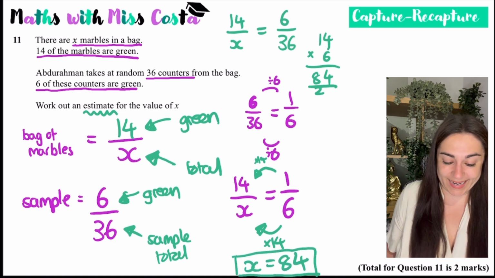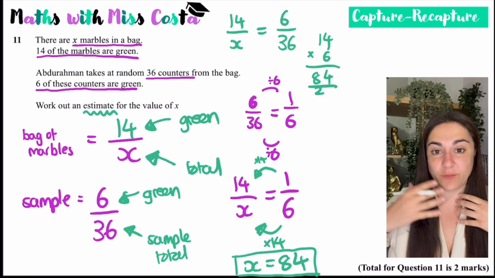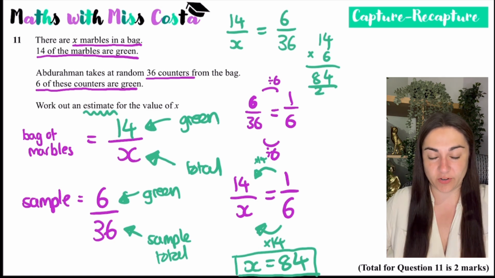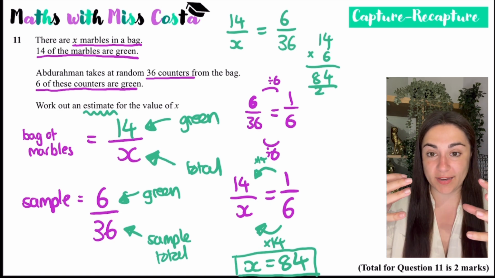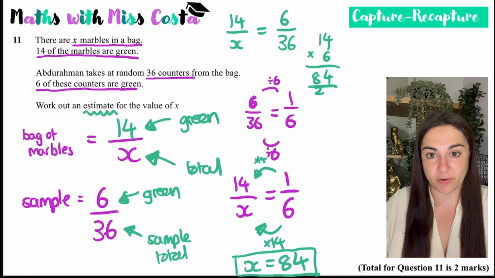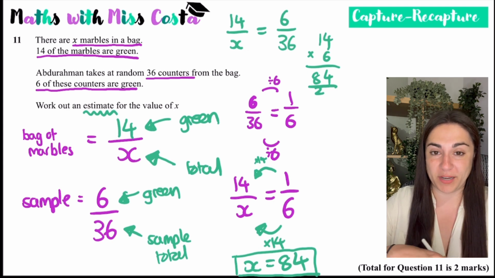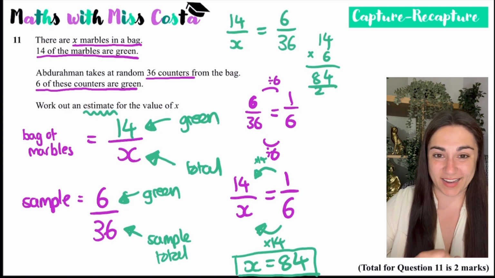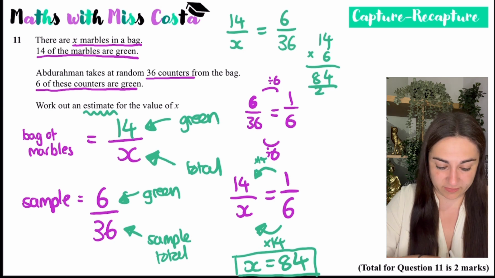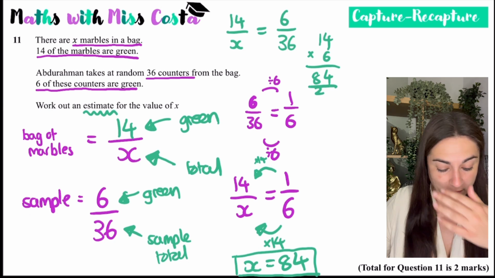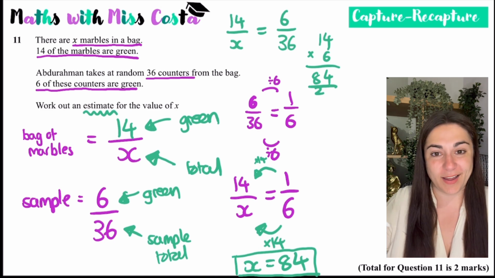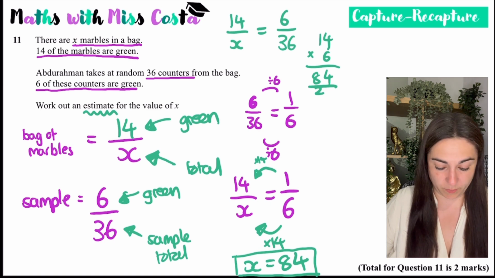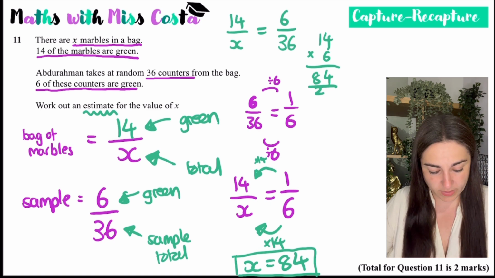So the trick is that you compare your total population, or the total amount of marbles, and then your sample size. So you're assuming that however many green marbles there are in your sample is representative of how many green marbles there are in total. It is just an estimate. He could have picked out nearly all of the green marbles. He could have picked up anything, but this is how we estimate a population sample, which is also called capture-recapture.